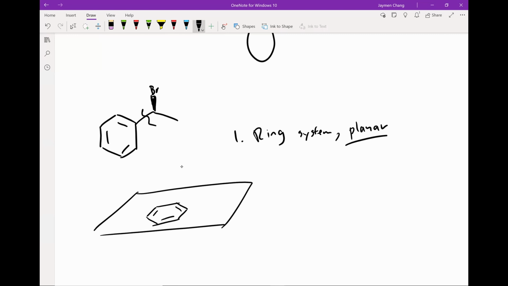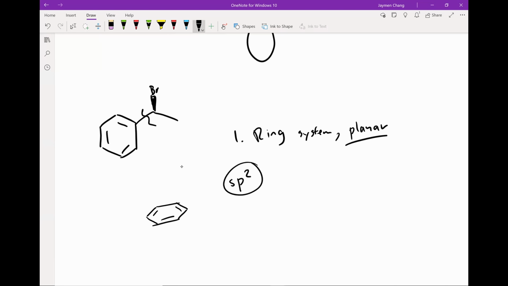Okay, and how do you know something is planar? Well, notice we can think about the hybridization. If we have sp2, this is basically going to be planar because we know that sp2 is trigonal planar. So it's quite in the name. So we have to search for sp or sp2. Okay, and there is a fully conjugated system.